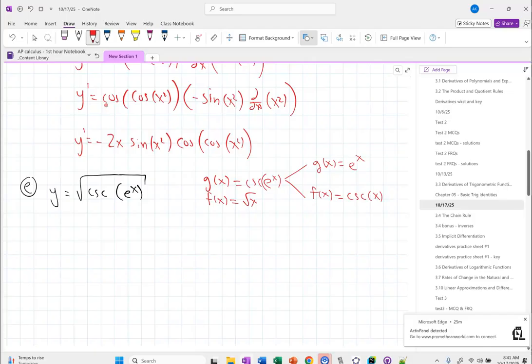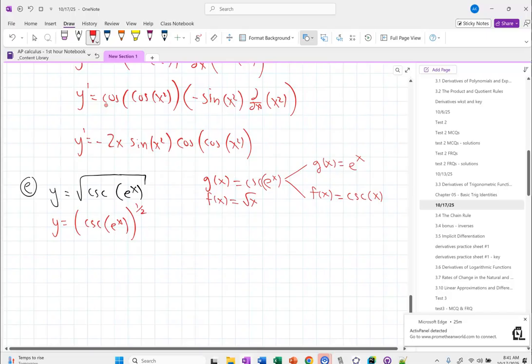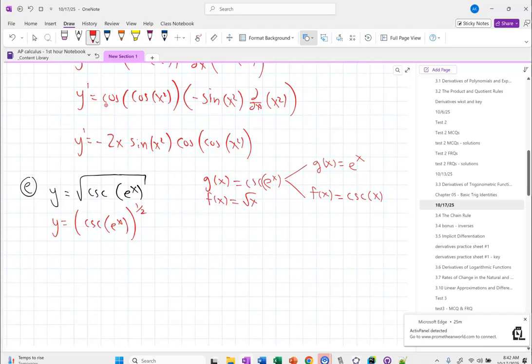Is everybody okay with that? All right. So first thing I would do is I'm not going to think about that as a square root. I'm going to think about it as a fractional exponent. So I'm going to do just a little bit of algebra here to put it in a form where it's easier to do the derivative.